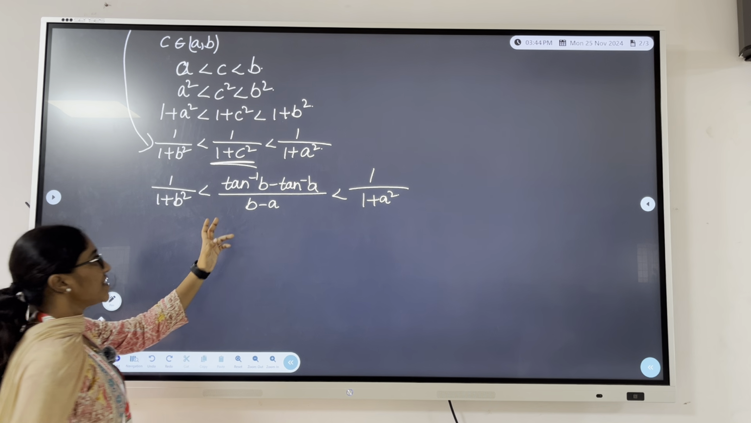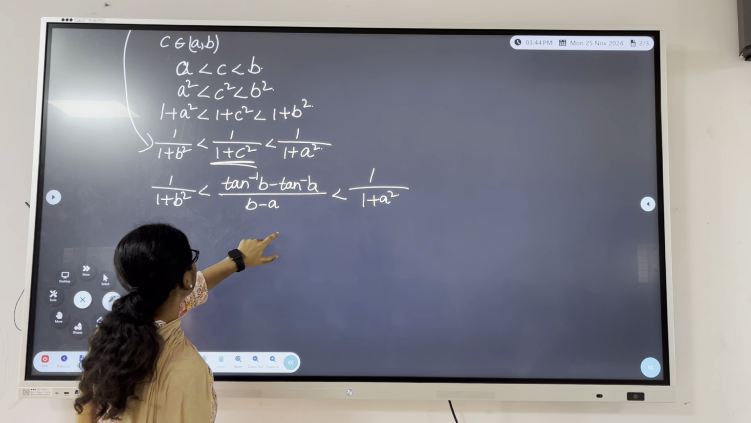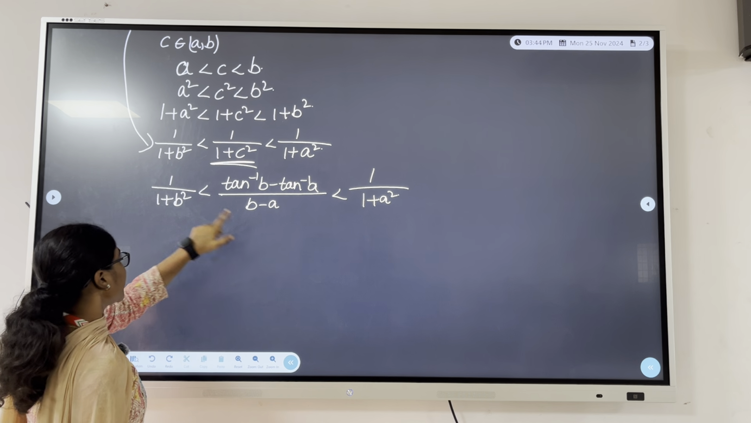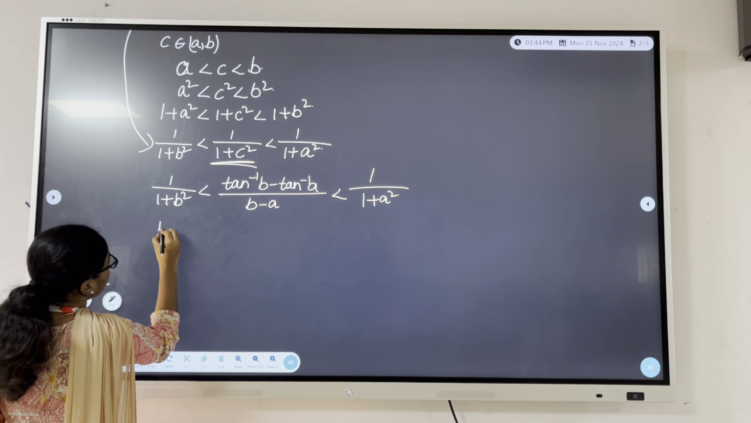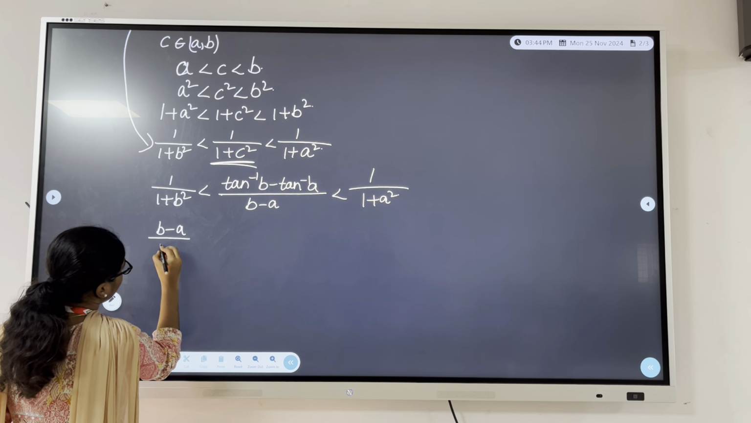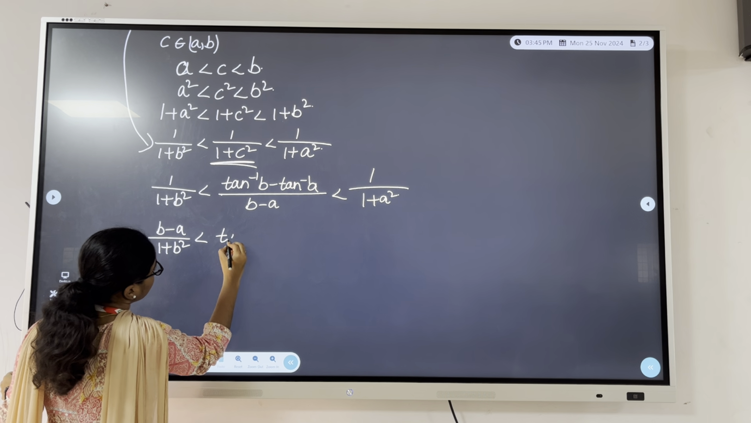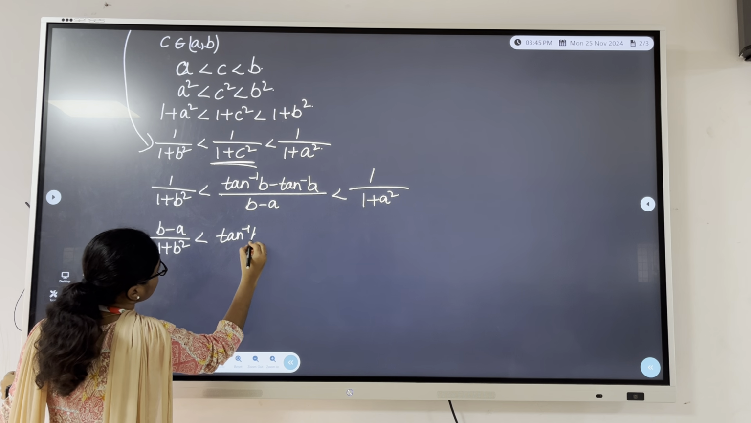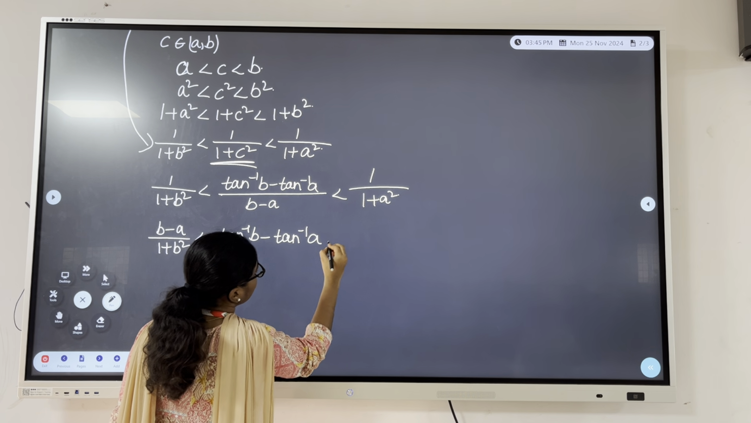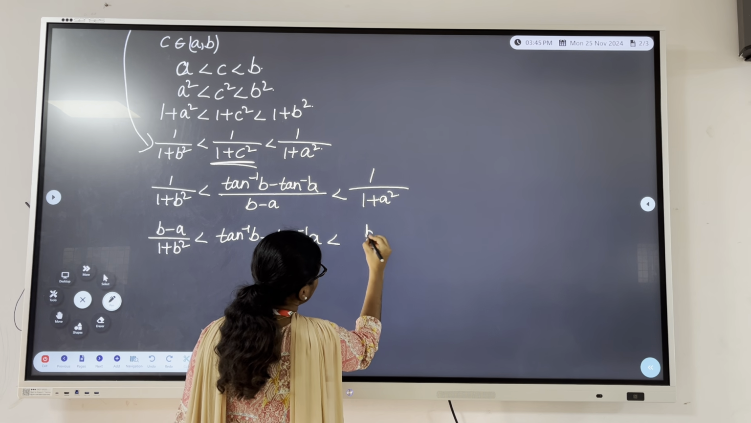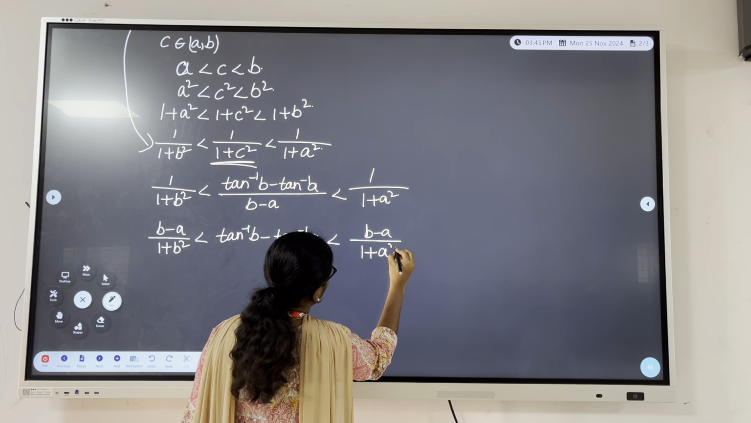From the question we just have numerator, so we should eliminate the denominator. To eliminate the denominator, we should multiply b minus a on this equation. So let us solve it. b minus a by 1 plus b square is less than tan inverse b minus tan inverse a, less than b minus a by 1 plus a square.